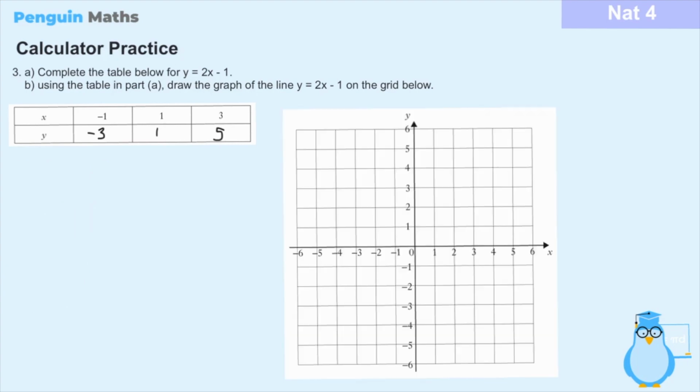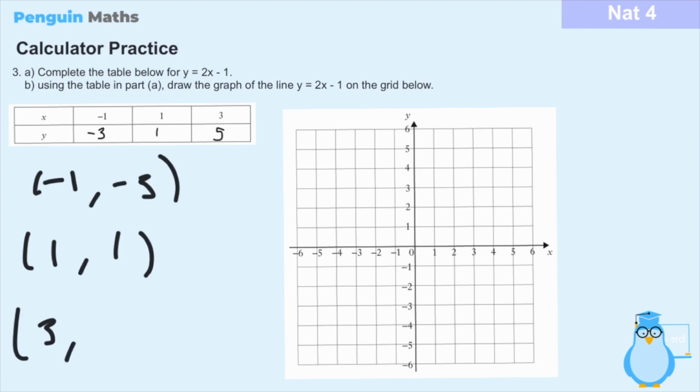Okay, so now for part B, we've been asked to use the table to draw the line on this xy diagram. And how we do that is, basically what we have now is values for x and y. So when x is equal to something, y is equal to something. And what that means is we essentially have 3 coordinates that lie on the line. So our first coordinate is going to be minus 1, minus 3. Our second coordinate is going to be 1, 1. And our third coordinate is going to be 3, 5.